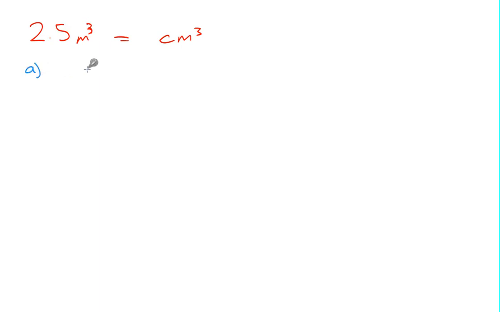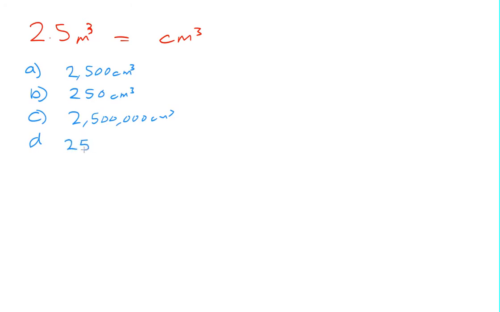We had the first one, which was, is it 2,500 centimeters cubed, or was it 250 centimeters cubed? Was it C, 2.5 million centimeters cubed, or was it D, 25,000? And you can see these are dramatically different numbers.